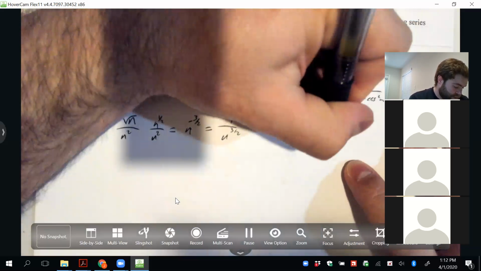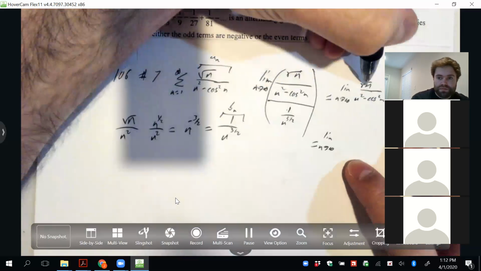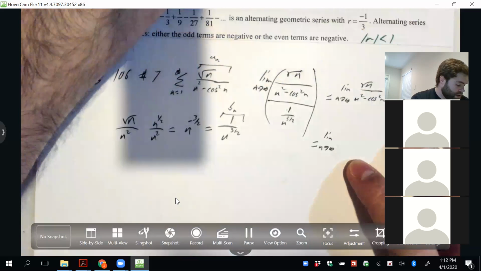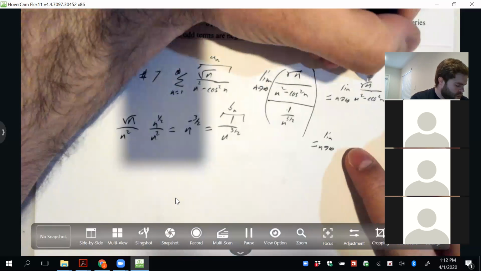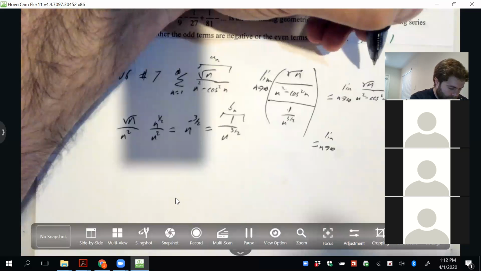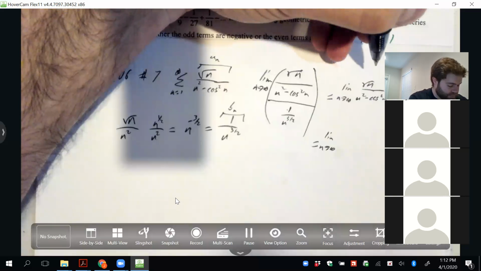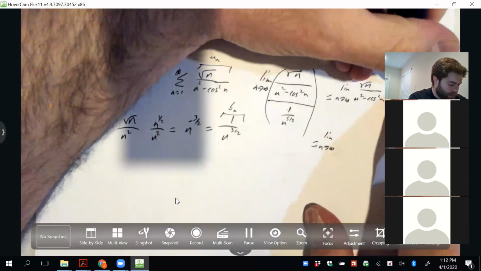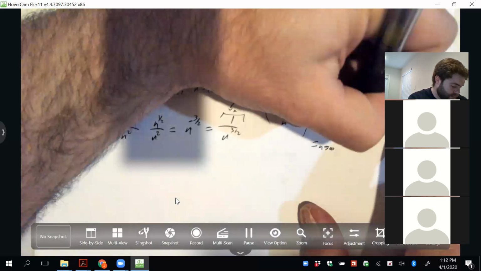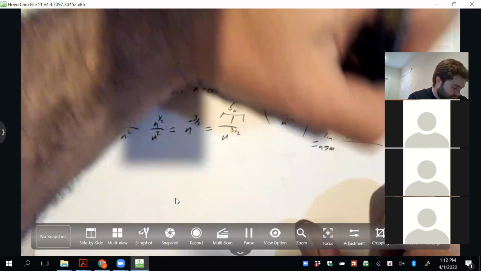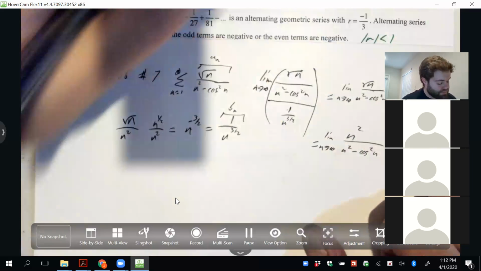And that's the limit as n approaches infinity. Okay, well, n to the 1/2 times n to the 3/2 is what? N squared. Oh yeah, sorry, I was being dumb there. Wait, no. Yeah, you're right. N squared on top over n squared minus cosine squared n on bottom.